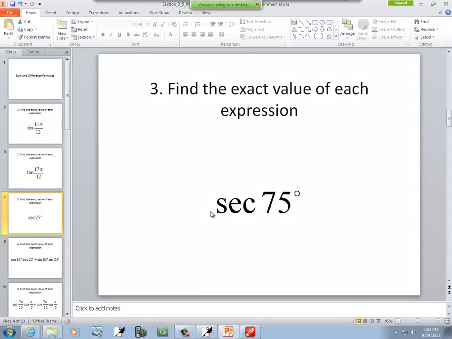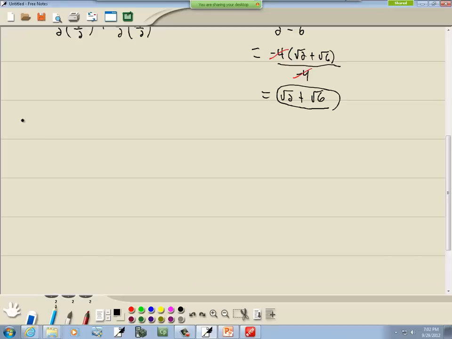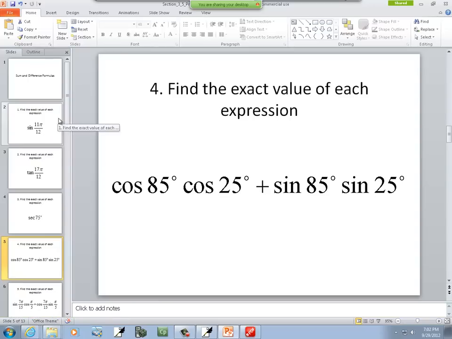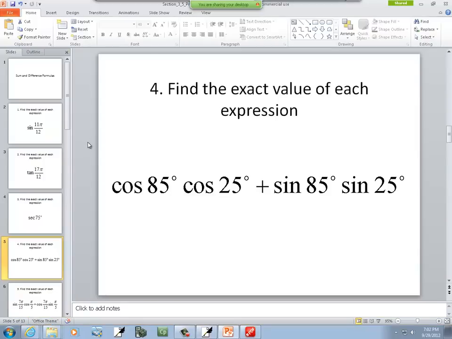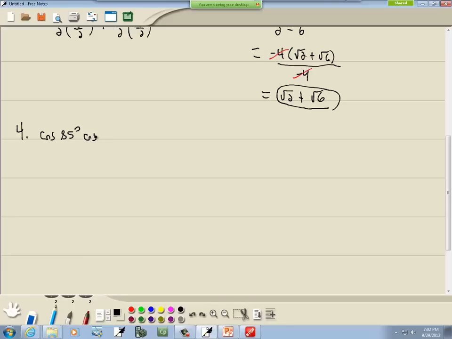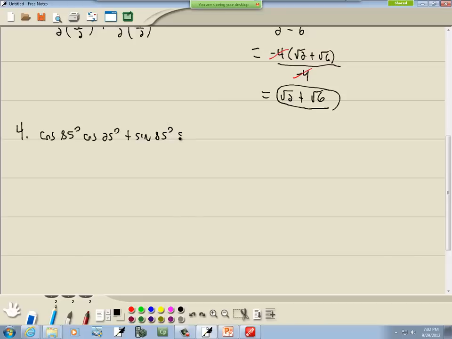Let's look at our next problem. Okay, it says find the exact value of each expression. So we got cosine of 85 degrees and cosine of 25 degrees, plus sine of 85 degrees and sine of 25 degrees.